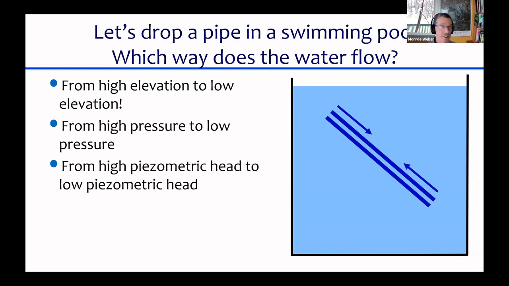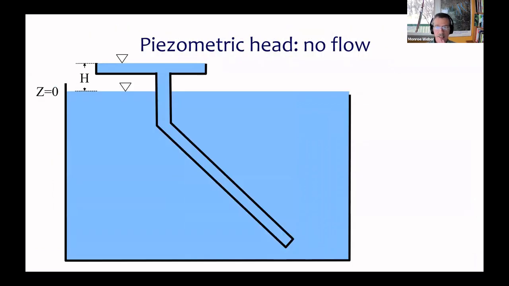So the actual explanation is water flows from high piezometric head to low piezometric head. And so let's try that. I will make the case in the next slide. I'm going to use a new symbol, psi, and I'm going to stumble over it, psi, that is the sum of the pressure divided by rho g plus the elevation.